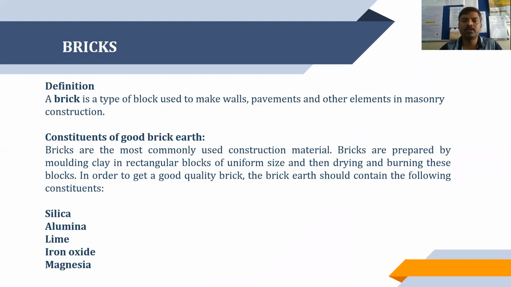Some of the major constituents of the brick are silica, alumina, lime, iron oxide, and magnesia. All these ingredients and constituents give specific properties or features to the brick.